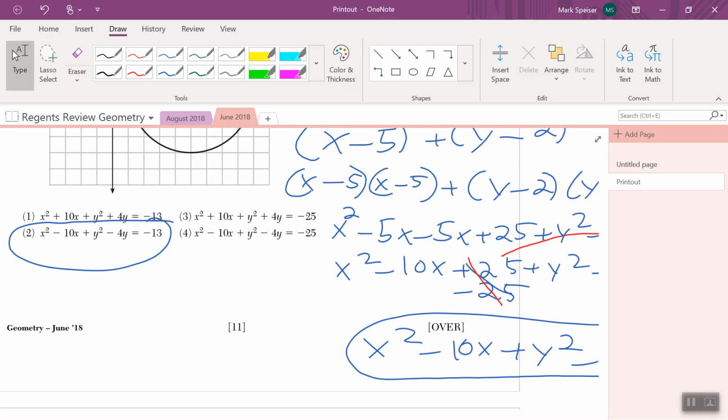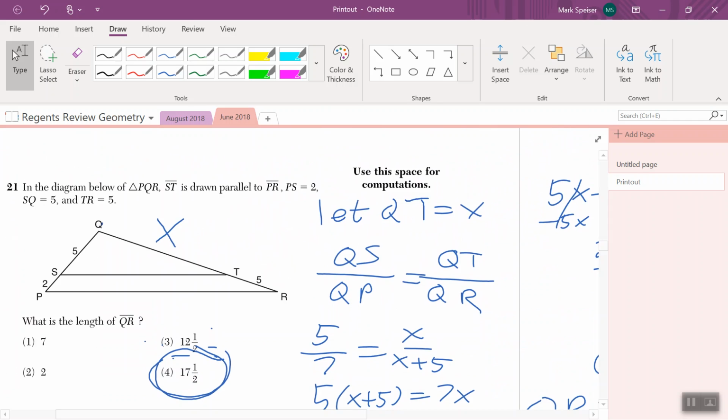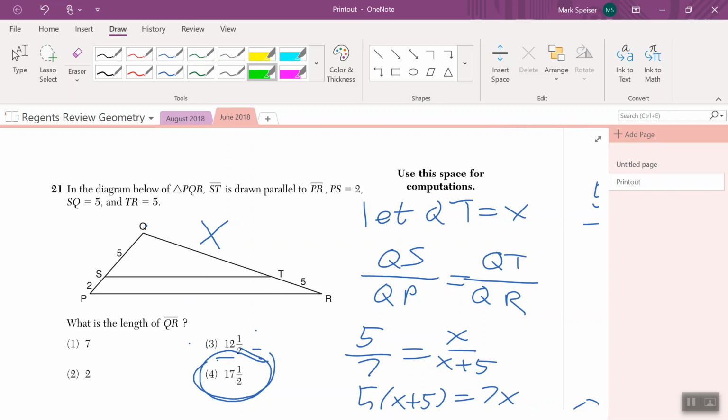On to question number 21. In the diagram below of triangle PQR, ST is drawn parallel to PR. Those are both segments. PS is 2, SQ is 5, TR is 5. What's the length of segment QR?